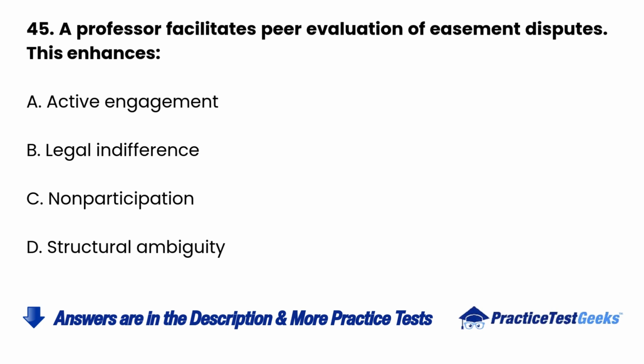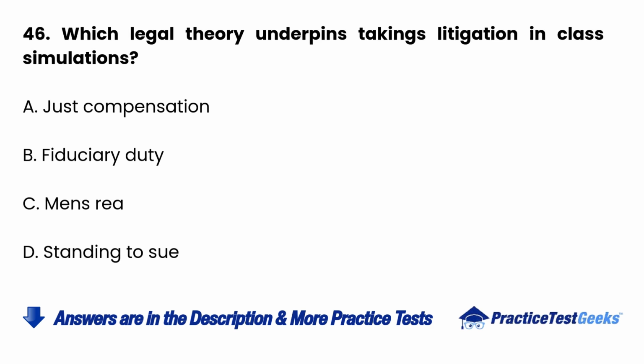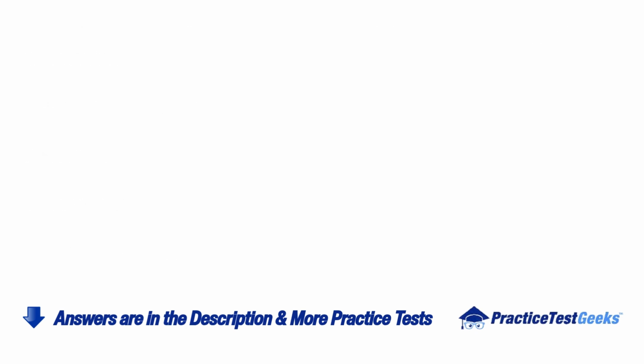45. A professor facilitates peer evaluation of easement disputes. This enhances A. Active engagement. B. Legal indifference. C. Non-participation. D. Structural ambiguity. 46. Which legal theory underpins takings litigation in class simulations? A. Just compensation. B. Fiduciary duty. C. Mens rea. D. Standing to sue.